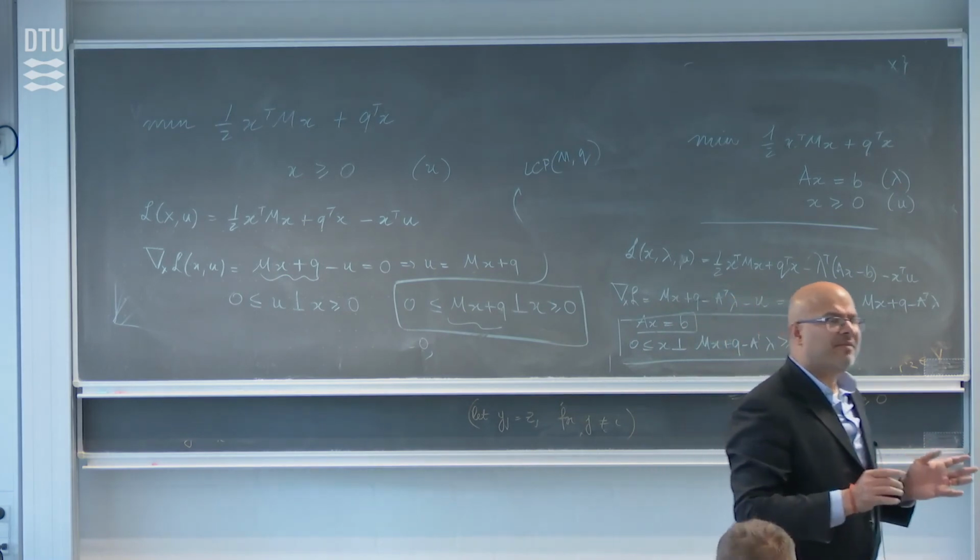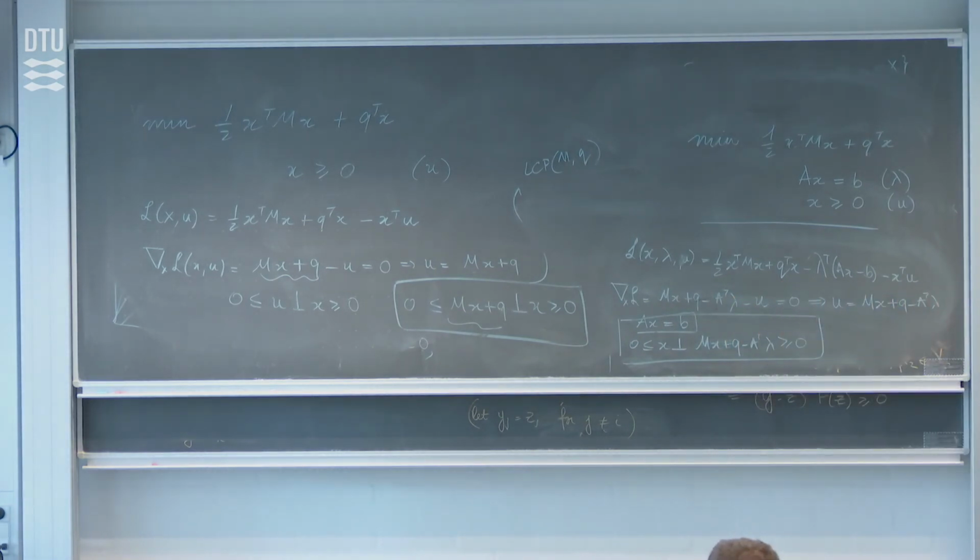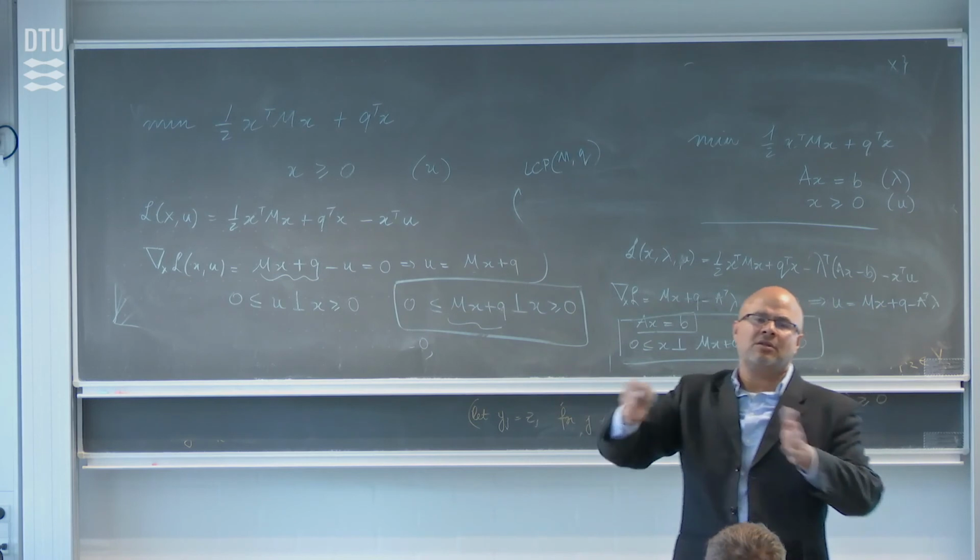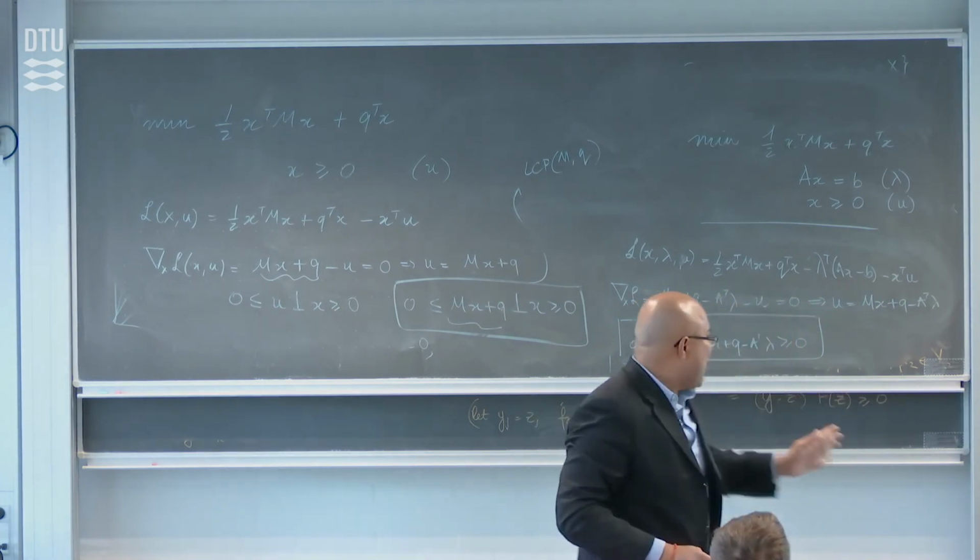A pure complementarity problem only has inequality constraints. A pure complementarity problem can be written as just x lying in a cone, f of x lying in its dual, and x and f of x being orthogonal. You can actually look at this.